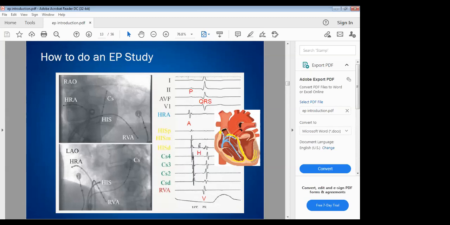Okay, so we can see the His bundle activity here, the atrial activity here. So this time interval is AH. Now, the interval between the His bundle and the ventricular activity is HV. I'm sure somebody will be wondering, how did they know that this one is atrial activity? How did they know that this one is His bundle?